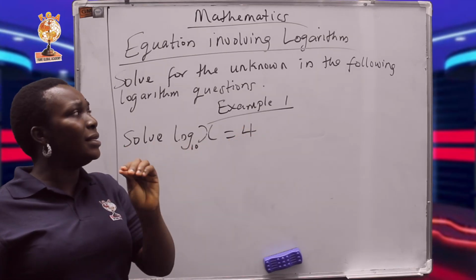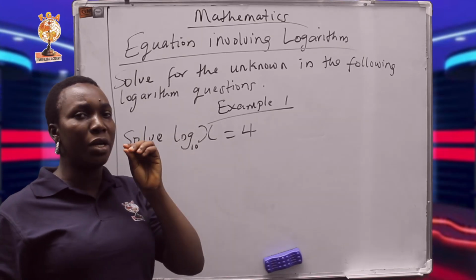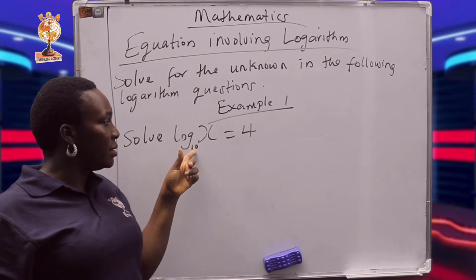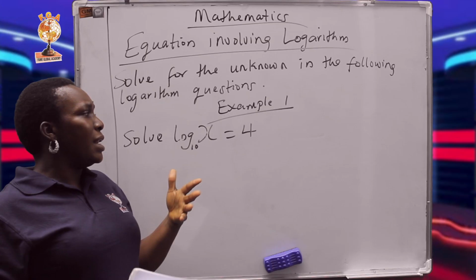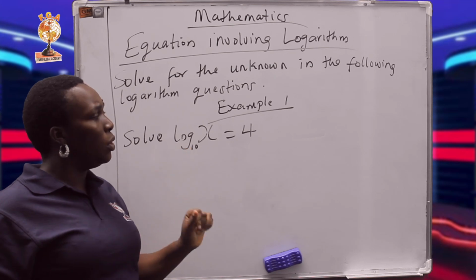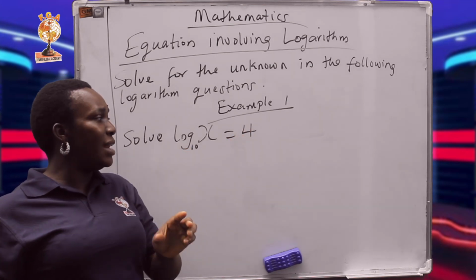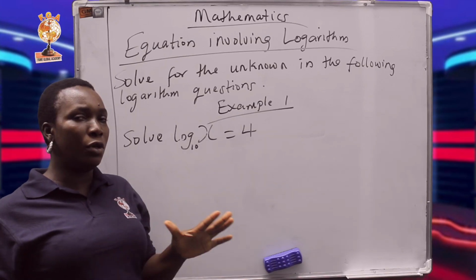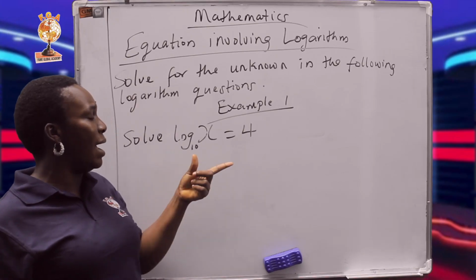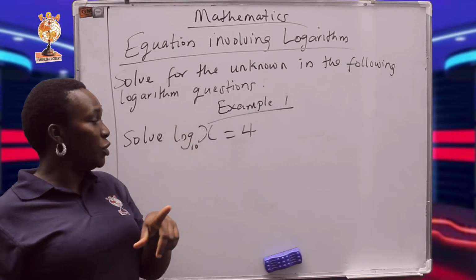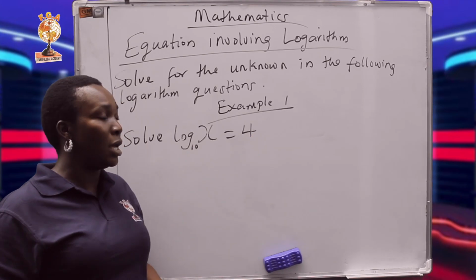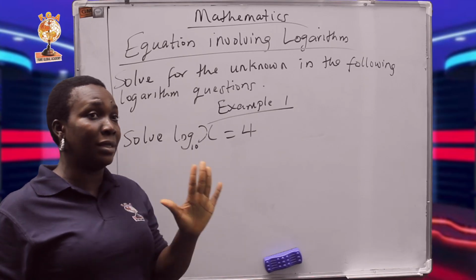Just know that anytime you have an unknown in a logarithm equation, the logarithm itself is equal to the base raised to the power of the answer. It doesn't really matter whether the logarithm is the unknown, or the base is the unknown, or the answer is the unknown. Wherever the unknown is appearing, you follow the same procedure. Of course, we are going to solve different examples where we will have the logarithm as the unknown, the base as the unknown, and the answer as the unknown. The procedure is the same.